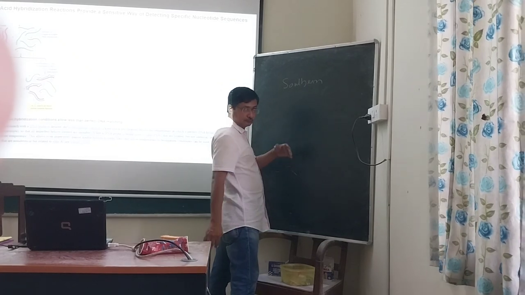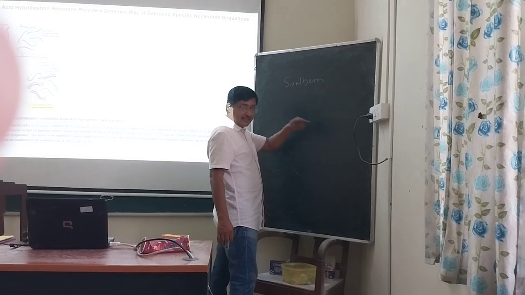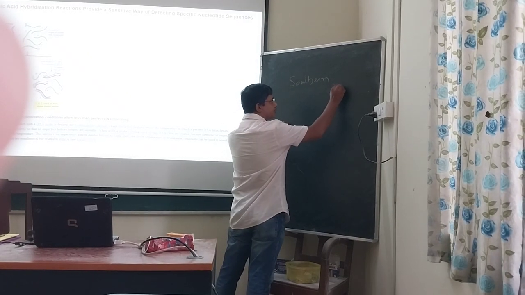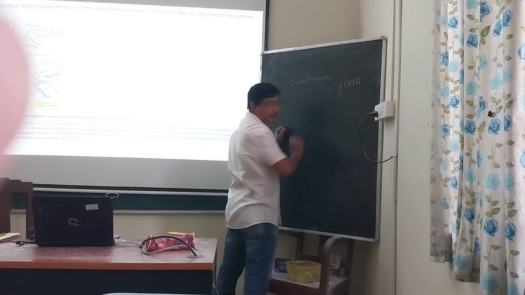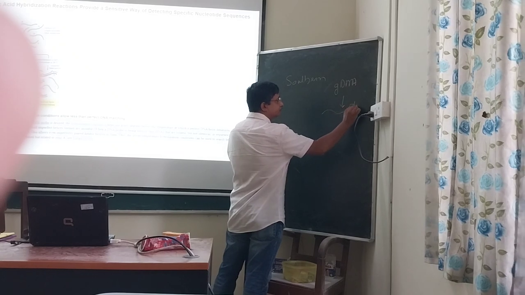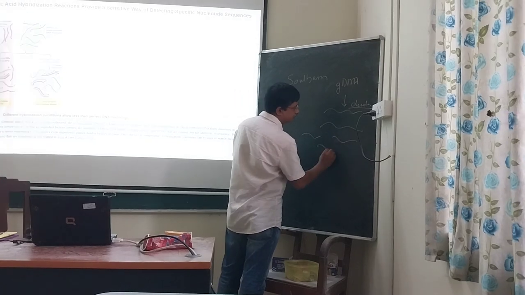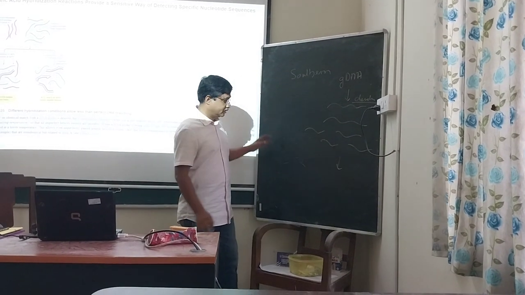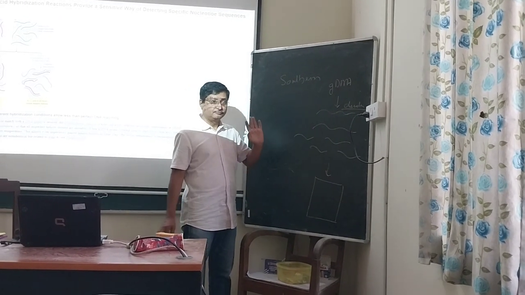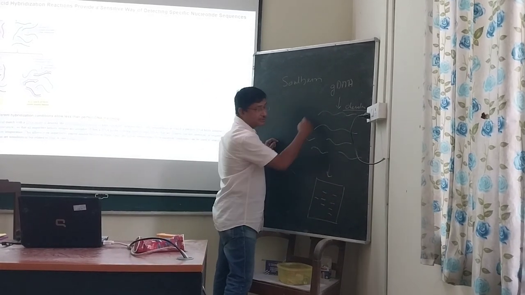The sample is where you want to check whether your probe sequence, your sequence of interest, is there or not. You will isolate genomic DNA and denature it. Then run a gel in denatured condition. Bands will be there depending upon different sizes.